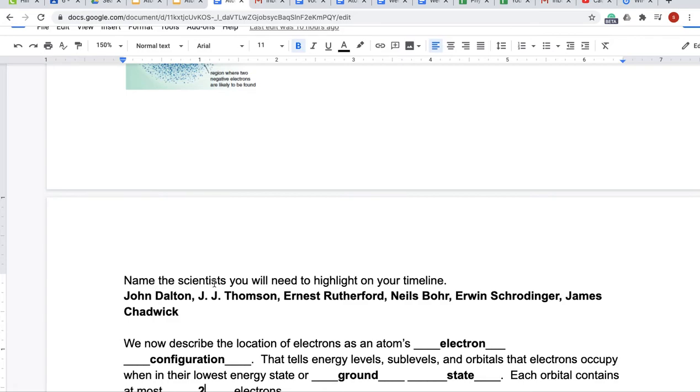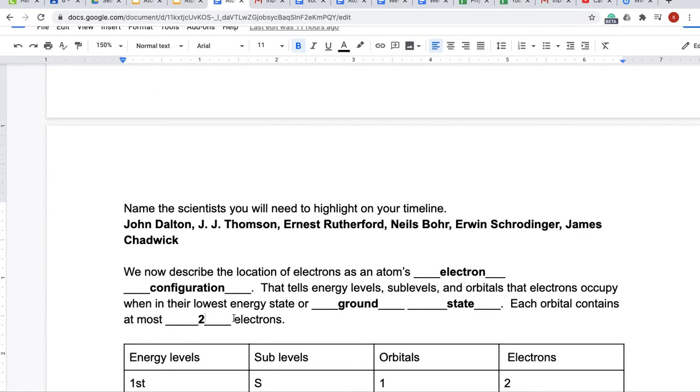So here are the scientists that we've really focused on, and these are scientists you'll want in your timeline, which is another assignment you'll be working on in class. We have John Dalton, going to J.J. Thomson, going to Ernest Rutherford, going to Niels Bohr, going to Erwin Schrödinger, and then you have James Chadwick, who is the neutron guy.